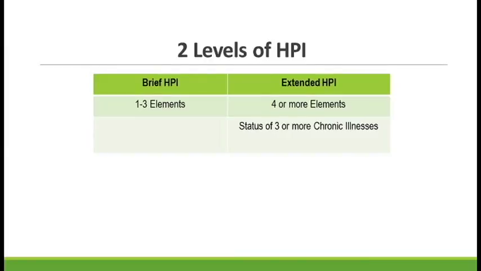There are 2 levels of HPI. A brief HPI would have 1 to 3 of the 8 elements documented in the note, and the extended HPI allows 2 options. The provider can document 4 or more of the 8 elements we just reviewed, or they can document the status of 3 chronic illnesses.